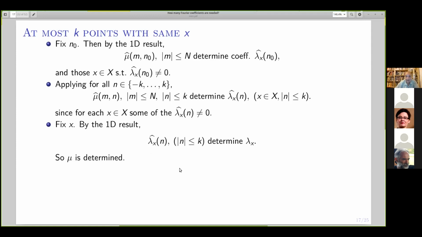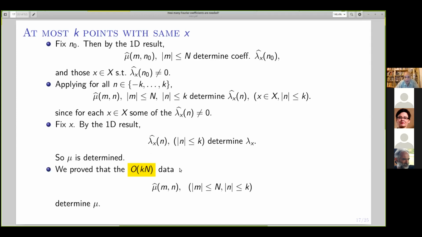So everything is determined. We determine every x and every lambda sitting over it. And how much data did we use? We used these numbers, and these numbers are about n times k. This is how much we used. Is this good or bad?